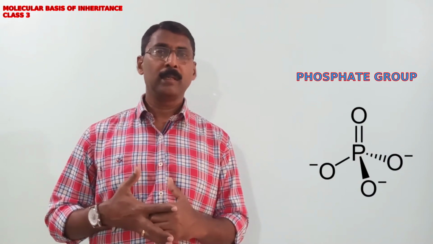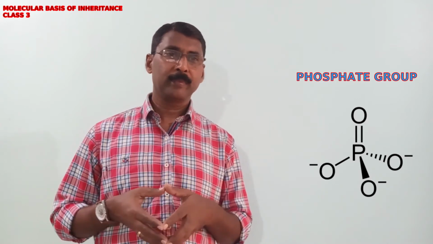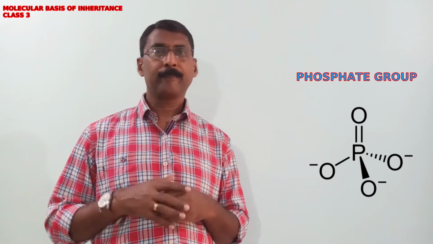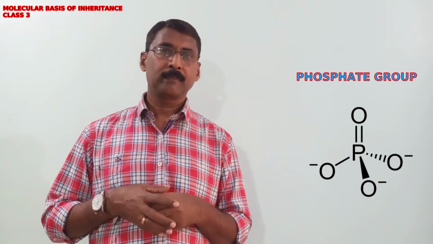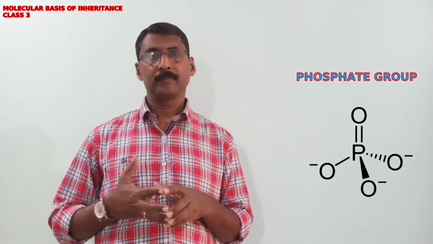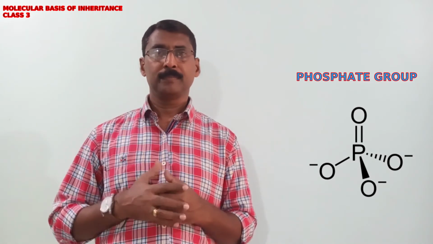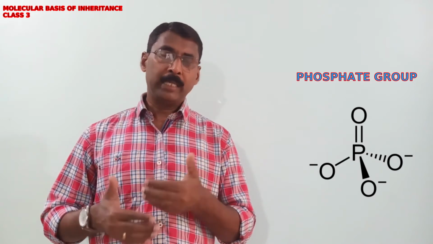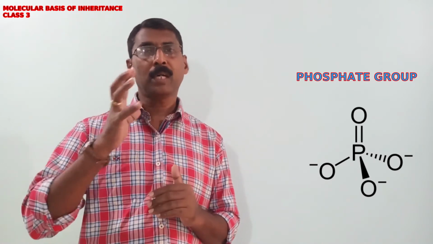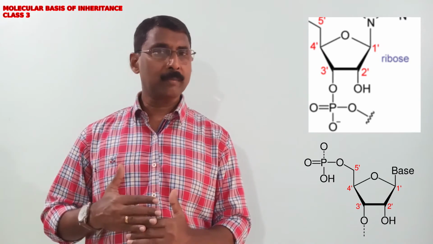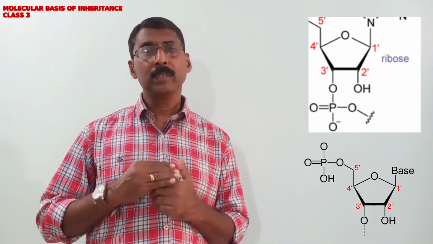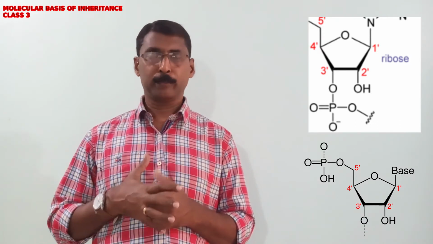Now the next component is the phosphate group. A phosphate group is PO4, a radical PO4. It can attach with the sugar molecule at 2 points: at the third carbon atom and also at the fifth carbon atom.